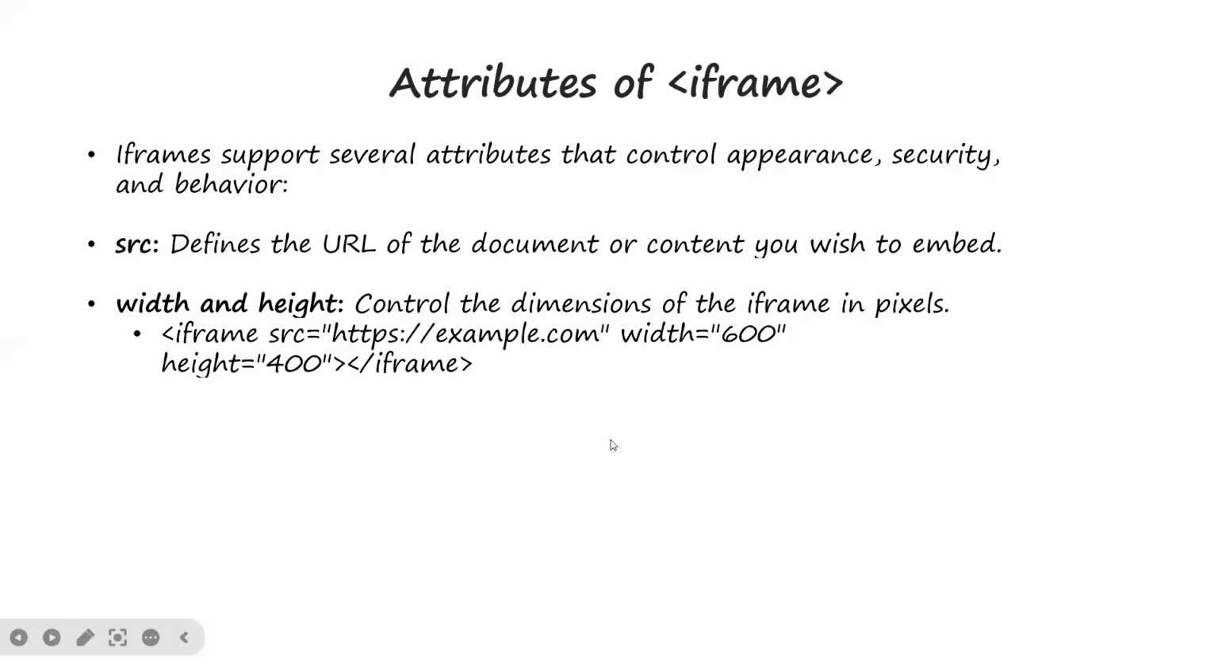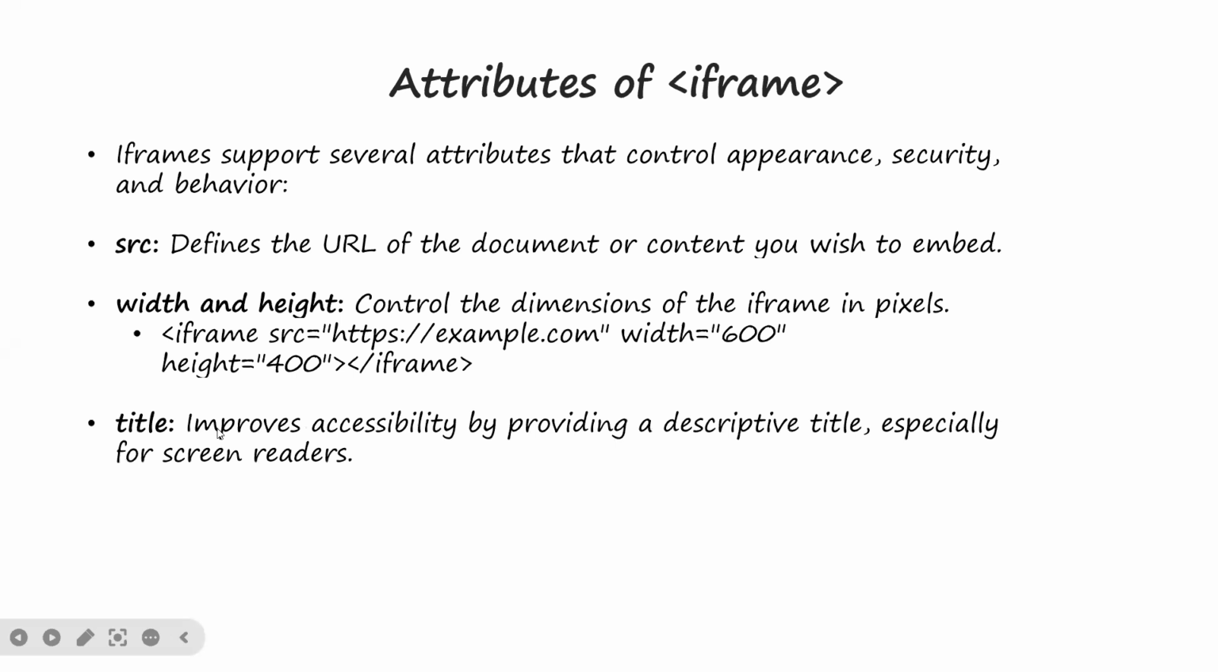Okay, so now we have seen the width and the height. The next one is the title. The title improves accessibility by providing a descriptive title, especially for screen readers. Don't worry, I think our next chapter is accessibility. We will discuss accessibility in detail. But title helps for accessibility, so make sure that you always use the title attribute.